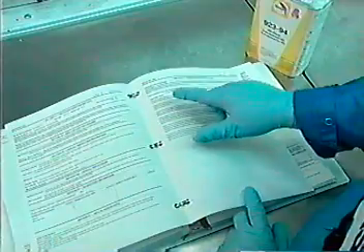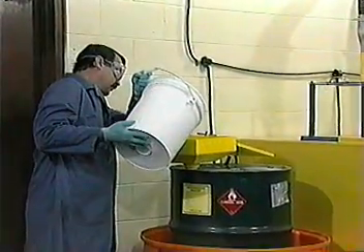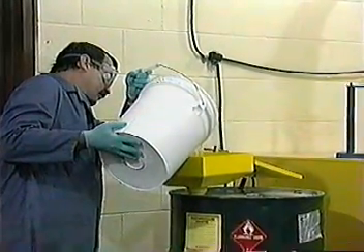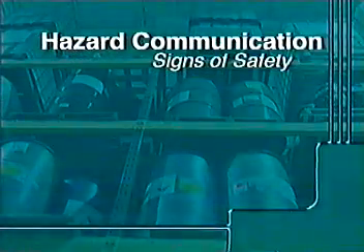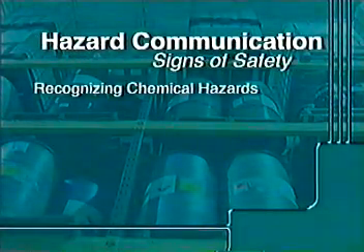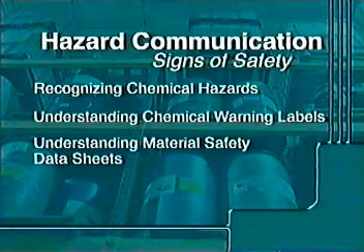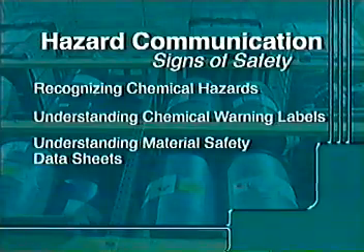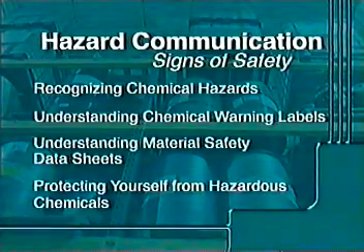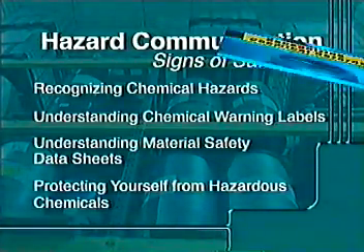In this program, you will learn how to use hazard communication to recognize the potential hazards associated with the chemicals you work with. You will be instructed on the types of hazards chemicals may possess, how to use container labels and material safety data sheets to understand a chemical's potential hazards, and information you should know when handling these hazardous chemicals.